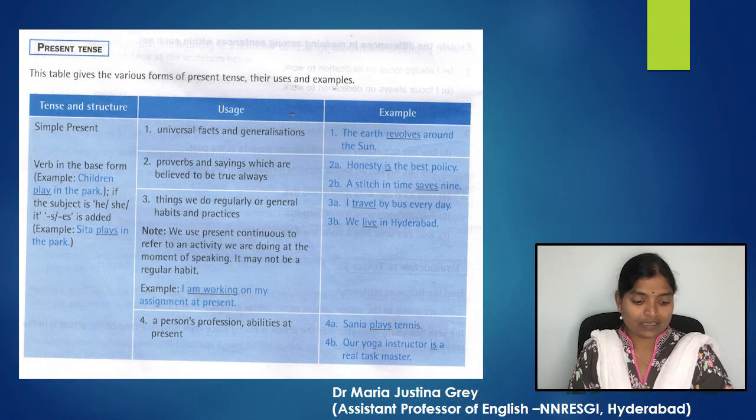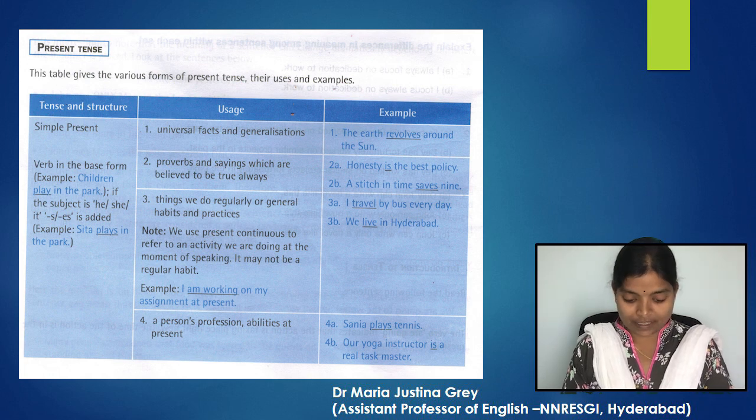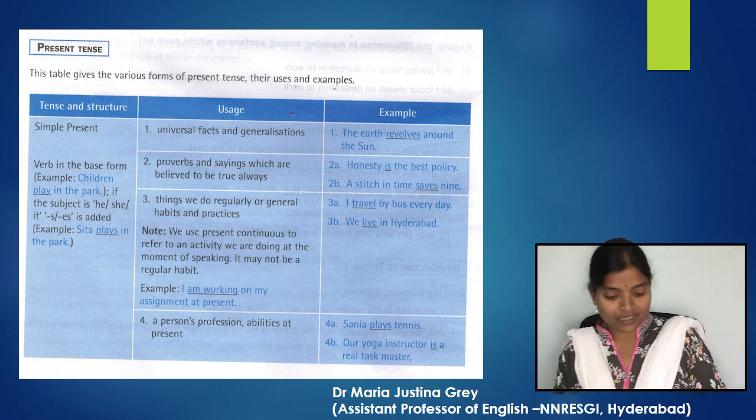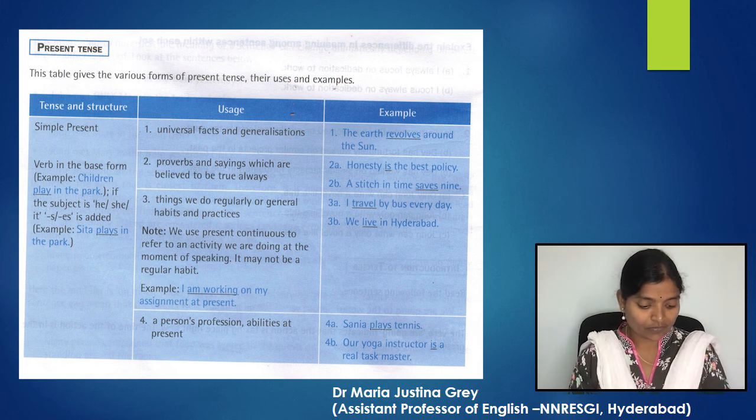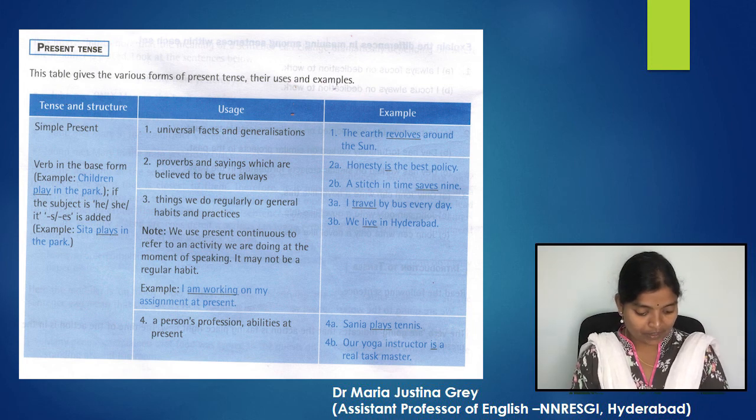Alright? Now let's move to present tense. This table gives the various forms of present tense, their uses and examples. Okay? Simple present. In simple present, the verb is in the base form. For example, children play in the park. If the subject is he, she, or it, s or es is added. For example, Sita plays in the park.